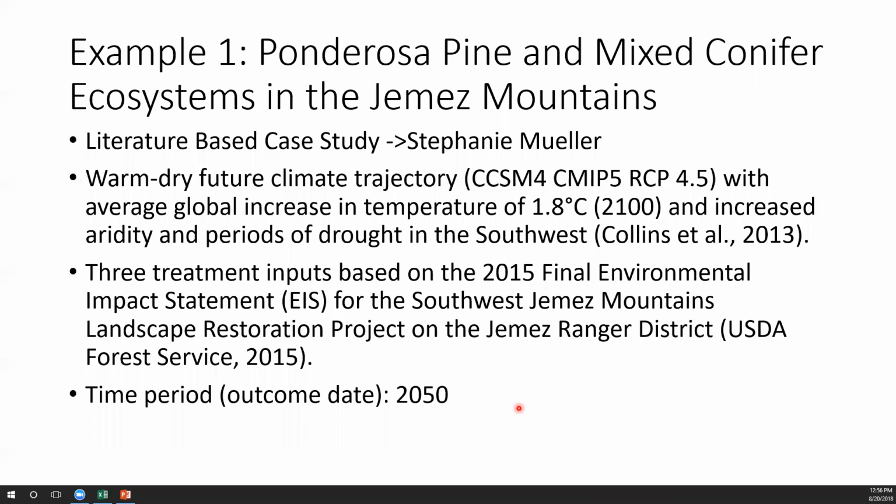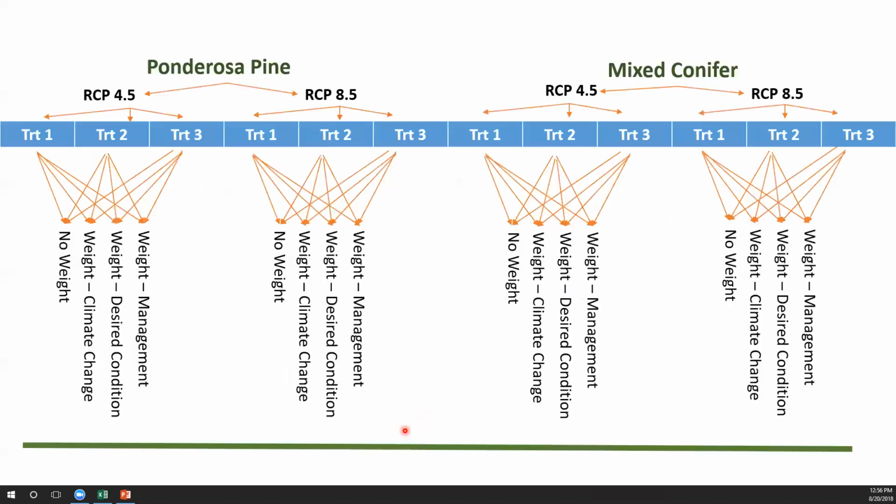So we chose a warm, dry future trajectory to outline our climate in that pre-work tab. We also used the 2015 final environmental impact statement for the Southwest Jemez Mountains Landscape Restoration Project to outline our treatment inputs, as well as, I think, the desired future conditions. But if I'm wrong on that, Stephanie can correct me. And then we were looking at a 2050 time period. That was our desired time period.